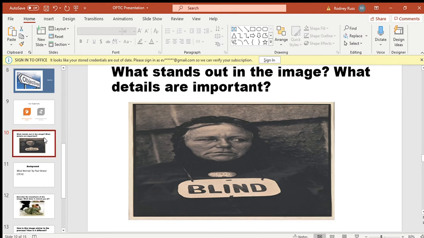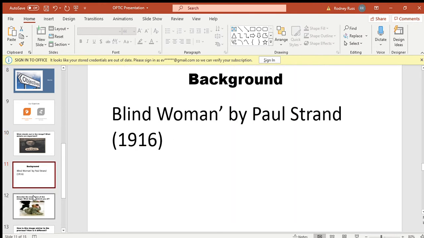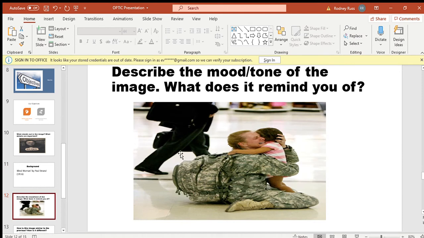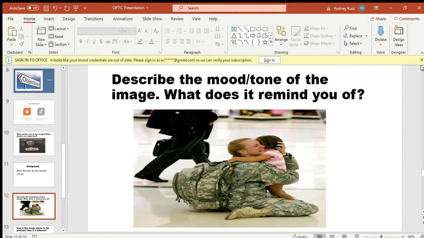Basically, if you had background on the time period, we know that people with disabilities weren't really taken care of as they are today. So that's just a way to look at background. Now let's look at mood and tone of an image. If we look at this photo, we can infer that there's a young girl who was reunited with her mother. So the tone is very emotional, very joyful.